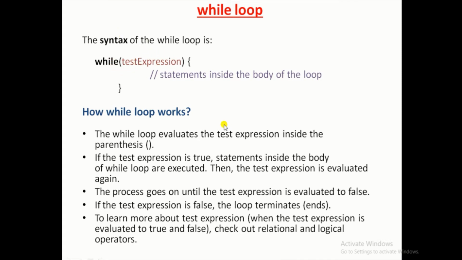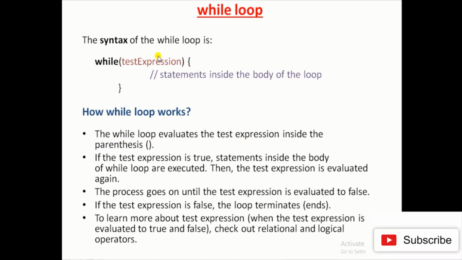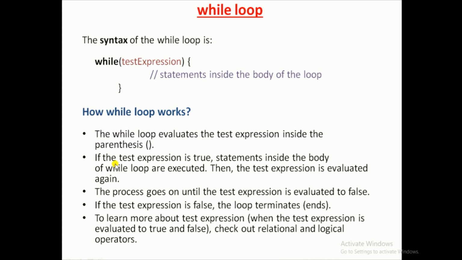So how does the while loop work? The while loop evaluates the test expression inside the parentheses. First it evaluates the condition or test expression in the parentheses. If the test expression is true, the statements inside the body of the loop are executed. If the condition is satisfied, then the statements inside the body are executed, otherwise it comes out of the loop.